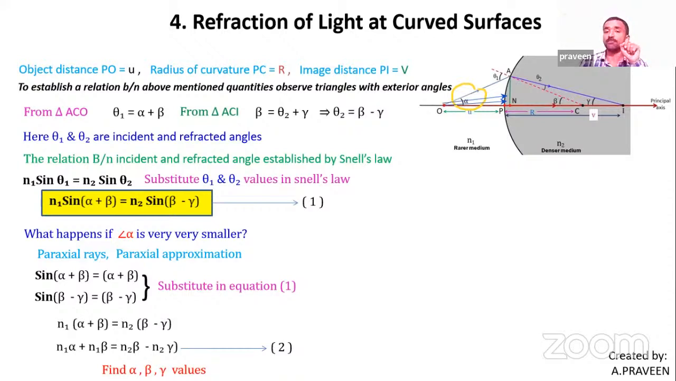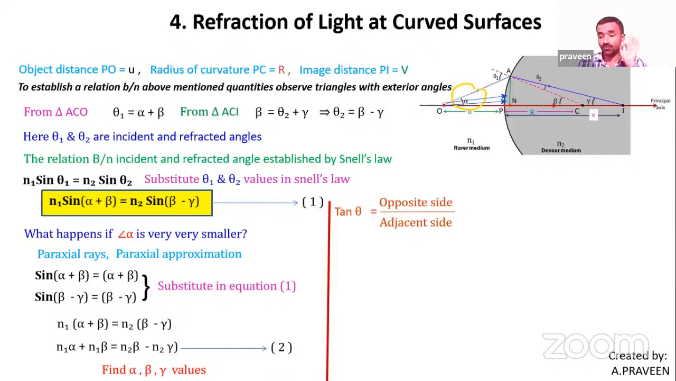For finding them, I am depending on the relation tan theta. From trigonometry, tan theta equals opposite side by adjacent side. For that, we are considering only the right-angled triangles which include the angles alpha, beta and gamma.